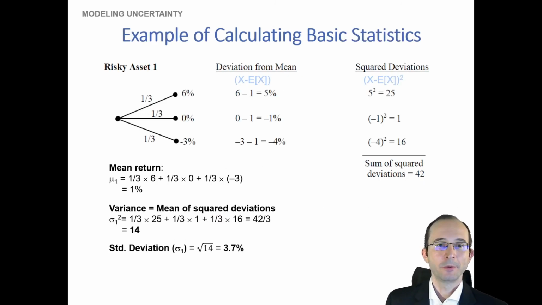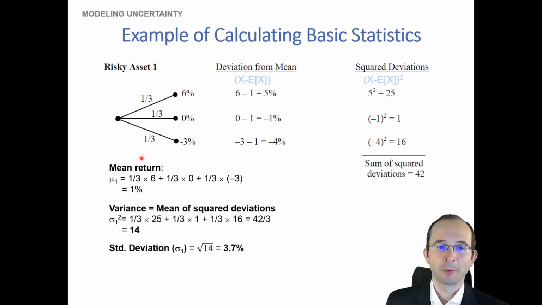So let's go through an example of some of these basic statistics for a simple asset represented as one of these event trees. Let's say each of the events has a 1/3 likelihood of happening. The payoff to this asset, if, let's say, a good outcome happens, it's 6%, if a neutral, 0, and if a bad one, -3. Let's compute first the mean and the variance of this asset.